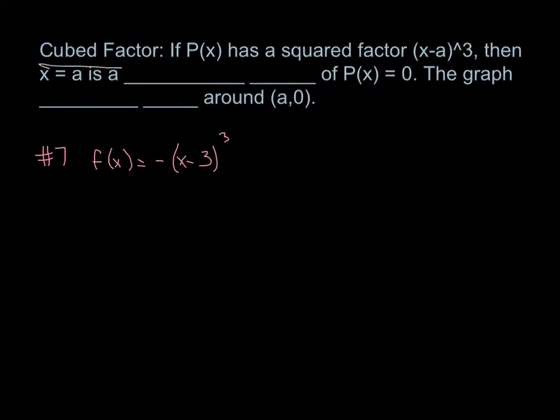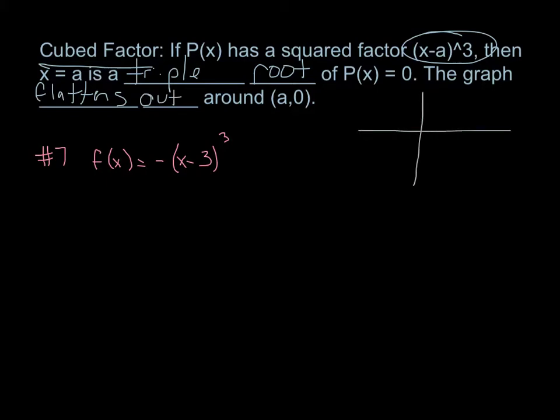What if you have a cubed factor? So you have a factor, but you have it 3 times. Then it's a triple root, not a double root. It's a triple root, and the graph just kind of flattens out. It's not tangent, it just kind of flattens out around a. So if something's a triple root, we'll just call this some point a. The graph comes up, it flattens out, and then it goes on about its merry way. And if a is negative, it just does the opposite.